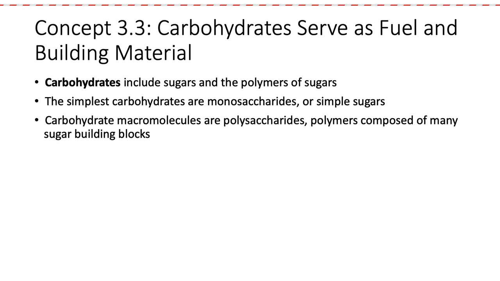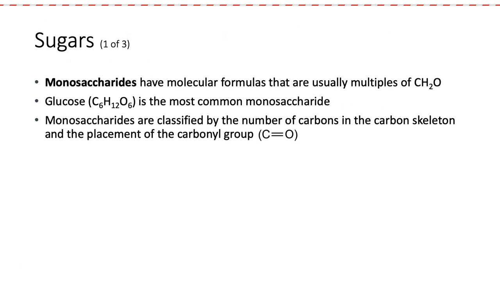The simplest carbohydrate is called a monosaccharide. Mono, again, meaning one, and saccharide meaning sugar. So we call those simple sugars. Carbohydrate macromolecules are polysaccharides. Poly means many, and polysaccharides are polymers made up of many simple sugar building blocks. Monosaccharides are usually some version of a formula that goes by CH2O. So those are going to be our simple monosaccharides.